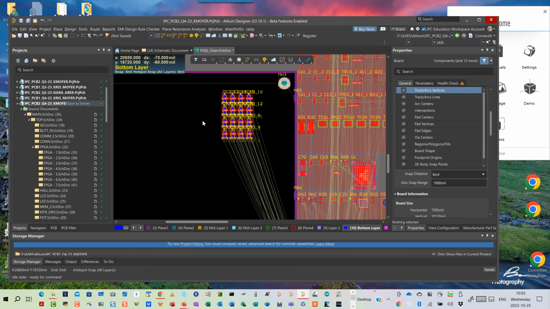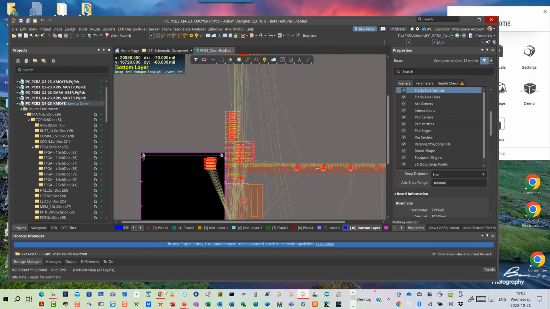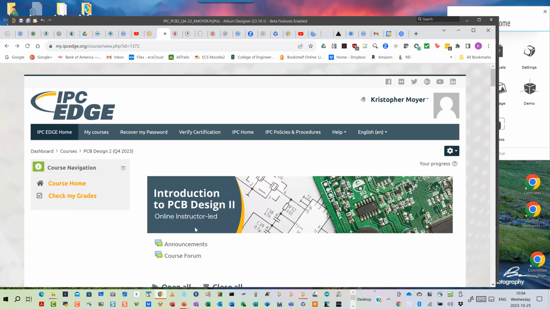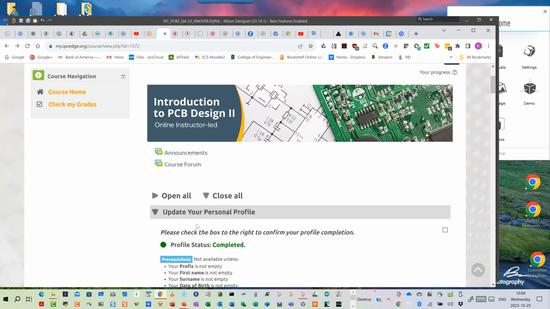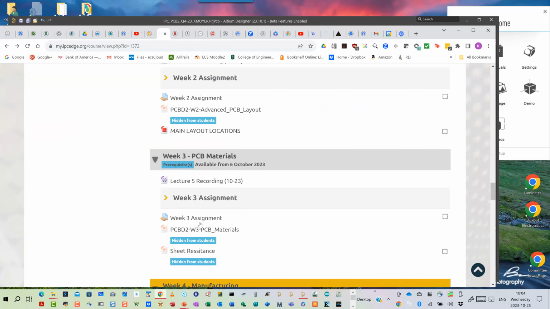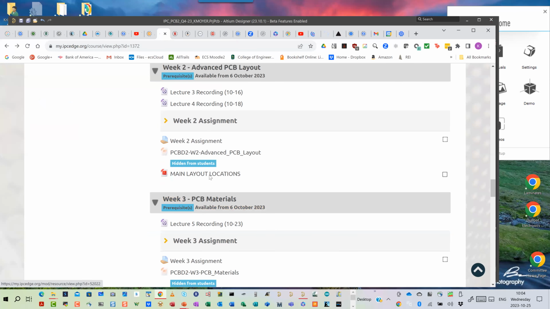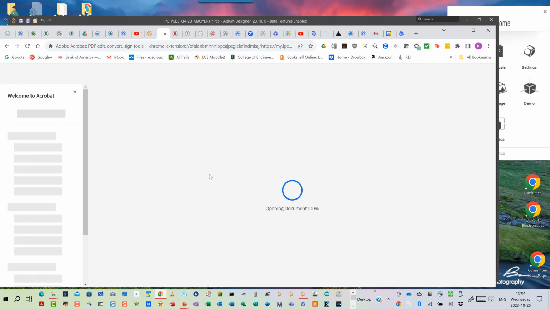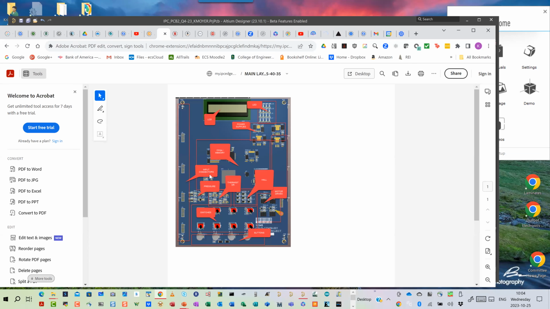Okay, so now that I've shown you how to route, from last week we should have all the rules set up. Again, from our edge page right here, I think I pointed this out last week, but right here in week 2, I have this PDF that says main layout locations. This is a suggested recommendation. This is not meant to be explicit, like you must put it exactly here. In fact, I very much don't want you to follow this to the letter. I want you to use this as a starting guide.